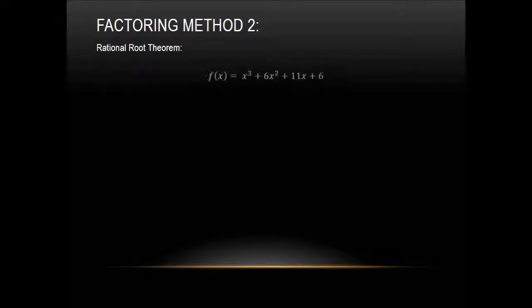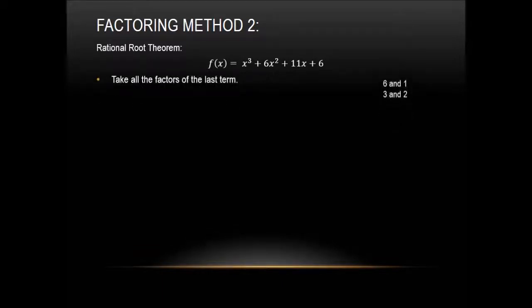Now this usually comes up when you're dealing with larger degree polynomials like this. So step 1, we're going to take all the factors of the last term. So our term is 6, so the factors of 6 would be 3, 2, and 1, as well as 6. And then we're going to take all the factors of the first term. So in this case, it's just 1.